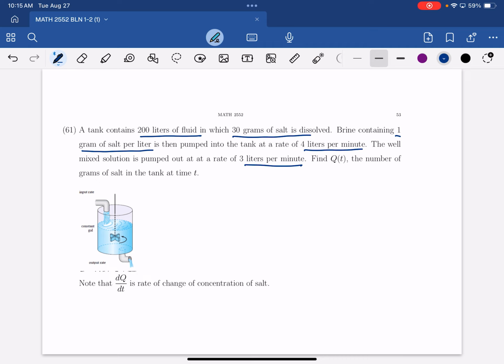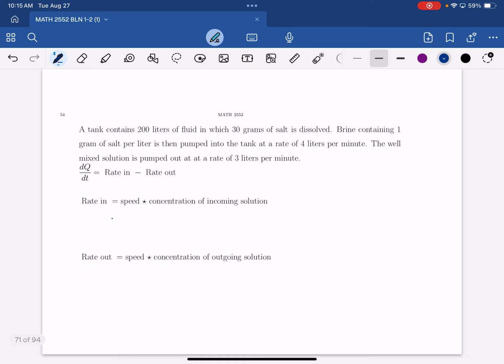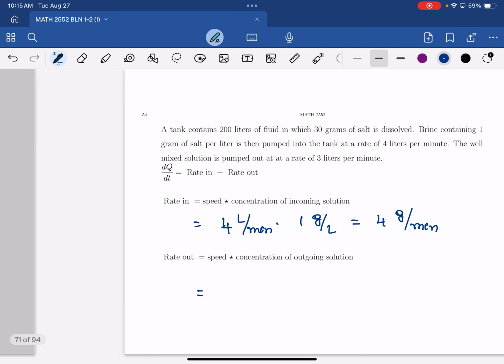So how would it work? I mean, you would go the same way. The dq dt is rate in minus rate out. Rate in is the incoming speed times the incoming concentration. Incoming speed is, no, incoming speed is 4 liters per minute. Incoming concentration is 1 gram per liter. So that's going to be 4 grams per minute. That's the rate in, right? What is the rate out? Outgoing speed, which is given to us, is 3 liters per minute.